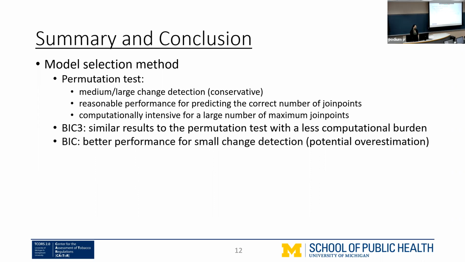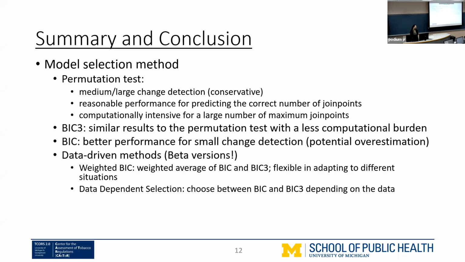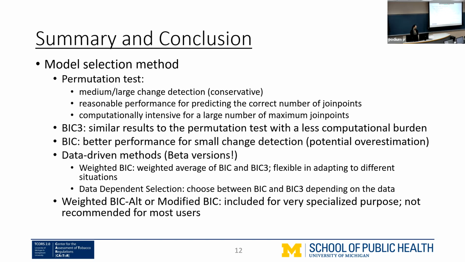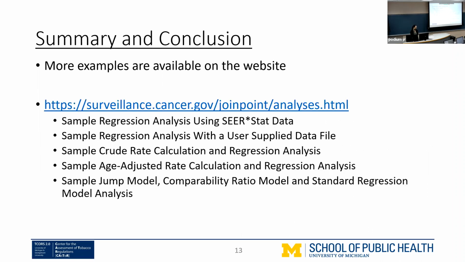BIC is better performed for small change detection, but you always have to think about the potential overestimation when you use the BIC method. And then these are the new methods they just added. They're beta versions. The weighted BIC is the weighted average of BIC and BIC3. It would be determined by the data. And then data dependent selection will choose either BIC or BIC3, depending on the data set. They said that this weighted BIC or modified BIC was included for some specialized purpose. I couldn't really find what specialized purpose myself, but usually it's not recommended for most users. So you probably don't need to worry about it.